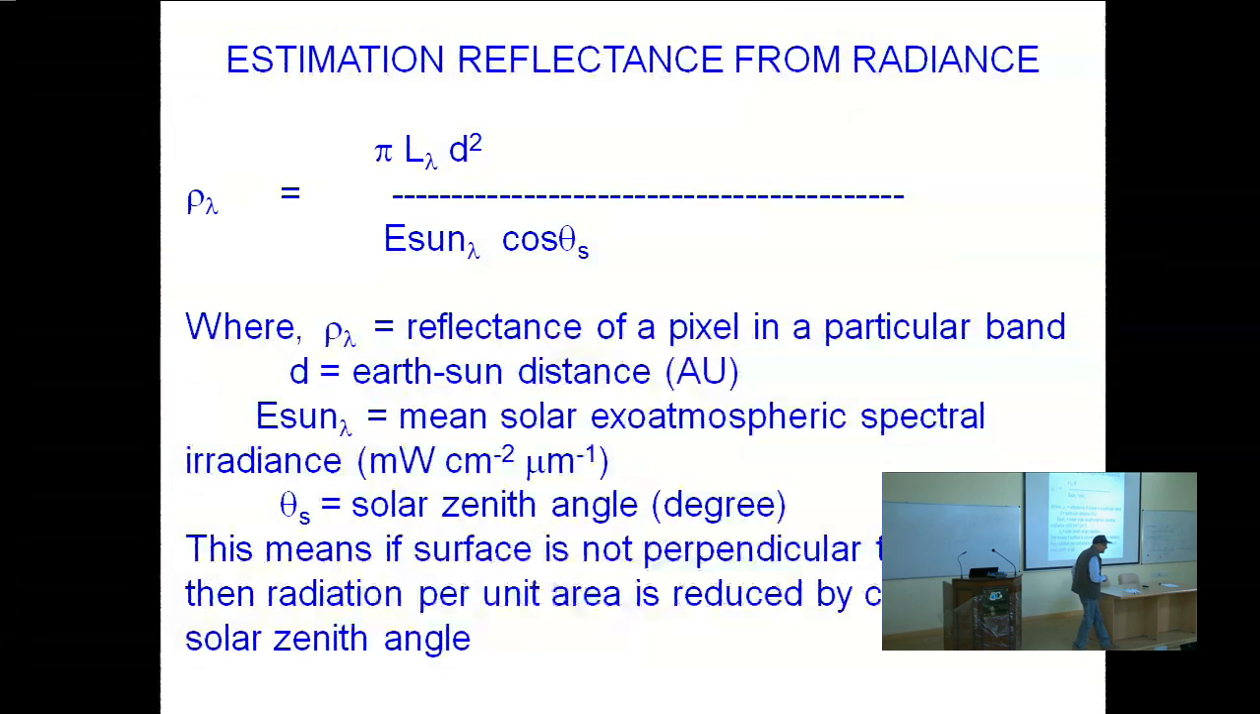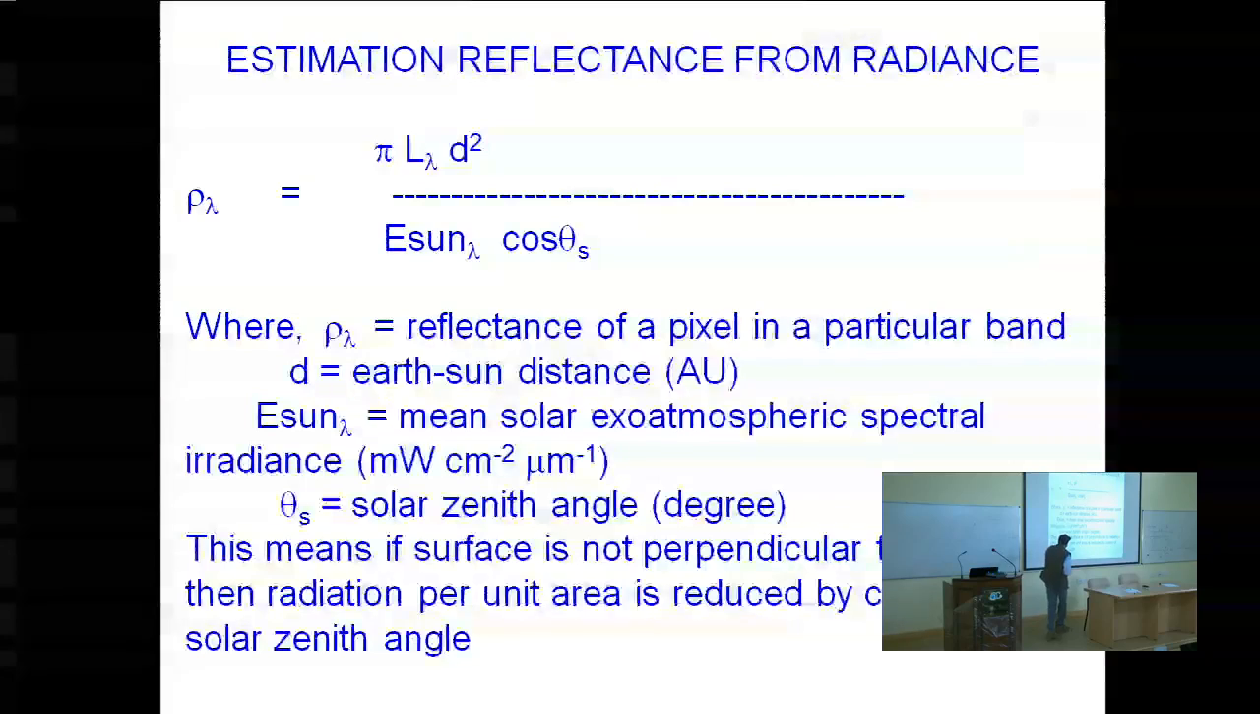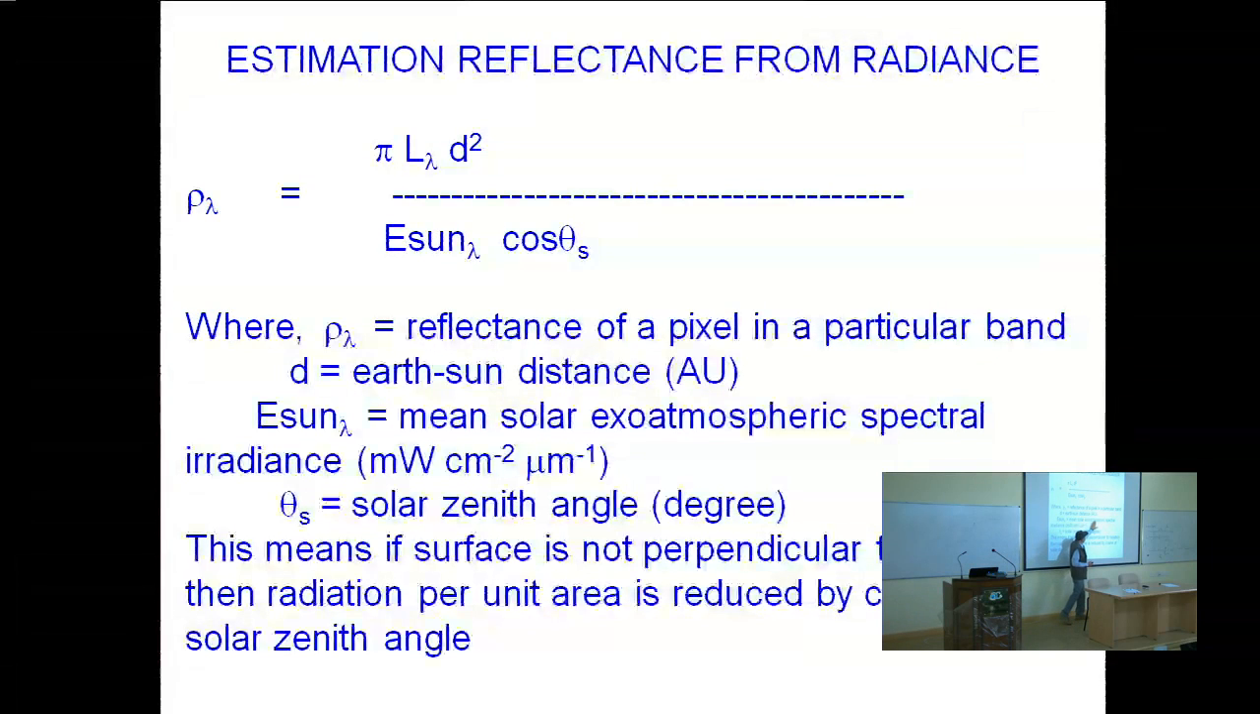This means that if the surface is not perpendicular to the radiation, then the radiation per unit area is reduced by the cosine of the solar incline. Why is this there? Because what we are saying here is, you are giving your E-naught. What does that E-naught mean? It means solar exo-atmospheric spectral irradiance. And how is it?